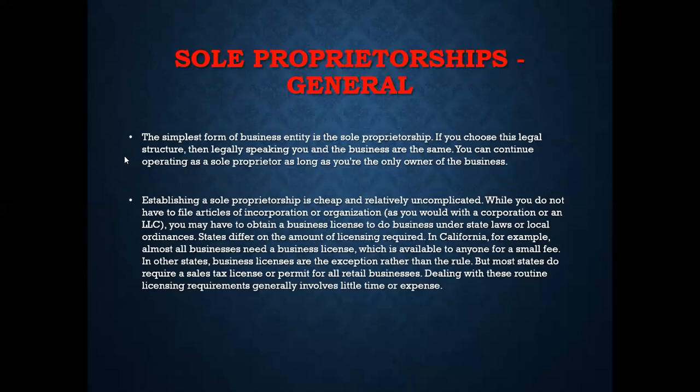Let's talk about the different legal structures of a business. The first is a sole proprietorship. This is the simplest form of business entity that there is. If you choose this structure, then legally speaking, you and your business are the same. You can continue operating as a sole proprietor as long as you're the owner of the business.